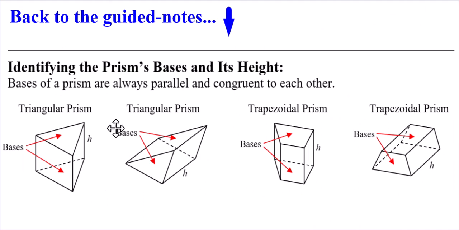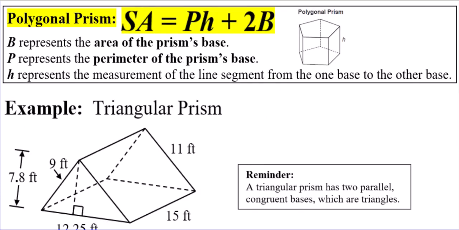Next part of your guided notes: identifying the prism's bases and heights. I had this same exact section on the volume of prisms guided notes. Take a look at this. Bases are not always at the top and the bottom. They could be in the front and in the back. Same thing with trapezoidal prisms. They don't always have to be on the top and the bottom. They could be in the front and the back. So please remember that. And please remember that the height is always the line segment that goes between the bases. No matter if the bases are the front or the back, the height will still be the line segment that goes in between.